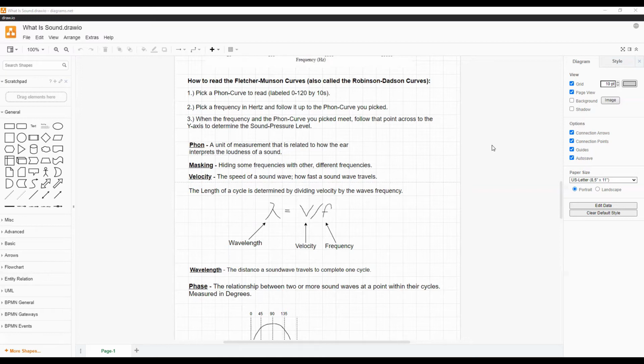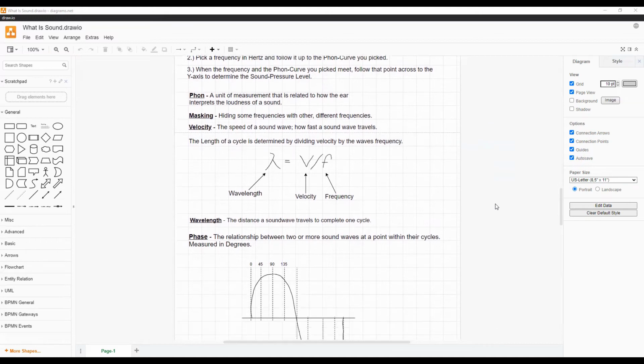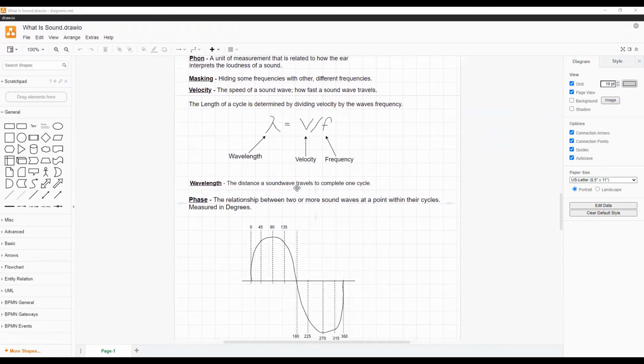Now let's talk about velocity. Velocity is the speed of a sound wave, how fast a sound wave travels. While velocity doesn't affect pitch or loudness, it is used to calculate the length of one cycle. The length of a cycle is determined by dividing velocity by the wave's frequency. So wavelength, the symbol right here, is equal to velocity divided by frequency. And the wavelength is the distance a sound wave travels to complete one cycle. Remember that I said one cycle is when a wave completes one full motion of compression and rarefaction.